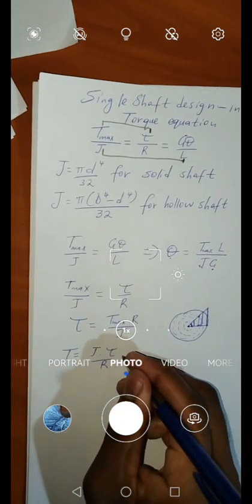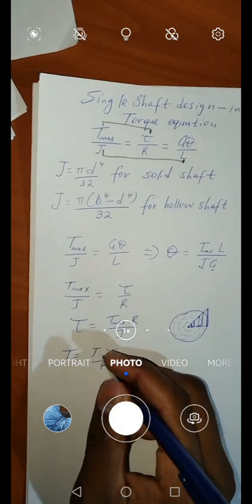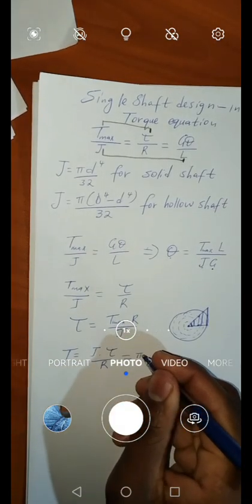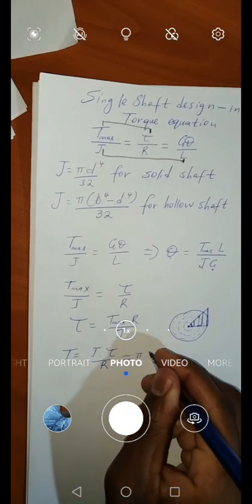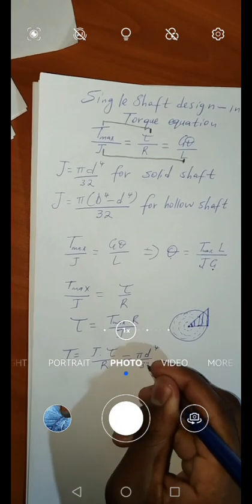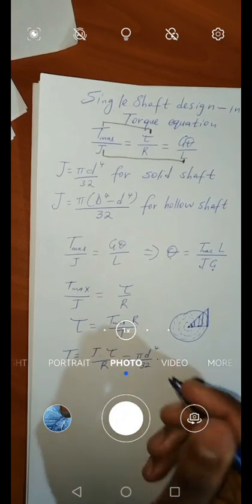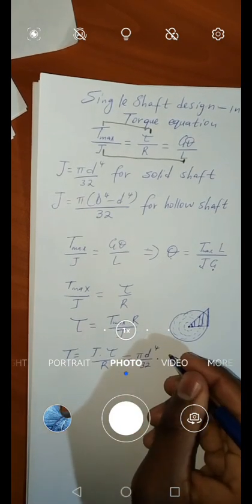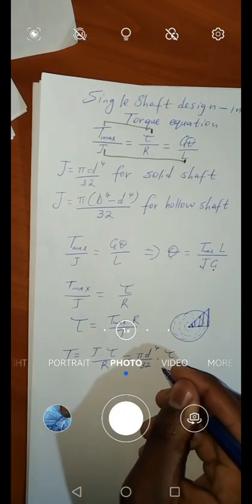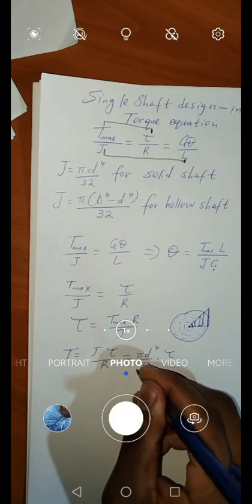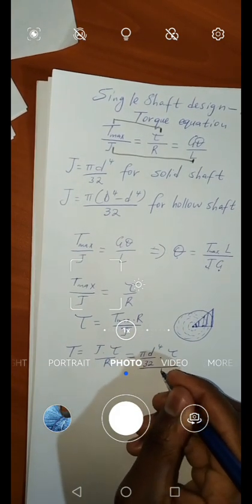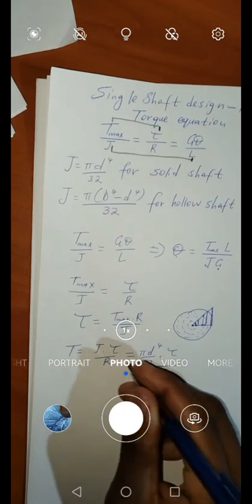Then J, let's start with the solid shaft. For solid shaft, you will have pi d^4 over 32 multiplied by shear stress, and then all divided by R. R will be d divided by 2, radius is diameter divided by 2.